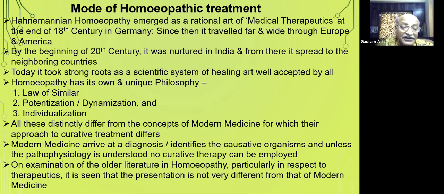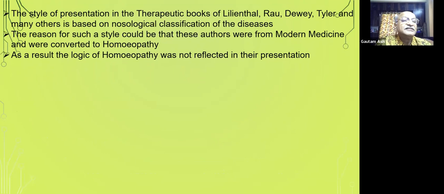On examination of the older literature in homeopathy, which is already there with us, particularly in respect to therapeutics, here is the point I wanted to highlight. In respect to therapeutics, it is seen that the presentation is not very different from that of modern medicine. Take the books of Lilienthal, Dewey, or any other. The style of presentation in the therapeutic books of Lilienthal, Ryan, Dewey, Tyler, and many others is based on the nosological classification of diseases. If you open the book, you will find that only the common symptoms of the diseases are given under each and every drug. It is not the homeopathic practice.